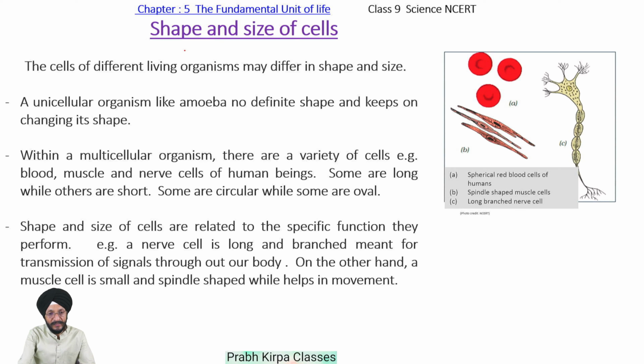Now the question arises, what is the shape and size of cells? The cells of different living organisms may differ in shape and size. As you know, organisms may be divided into two types on the basis of number of cells, that is unicellular and multicellular. A unicellular organism like amoeba has no definite shape and keeps on changing its shape.